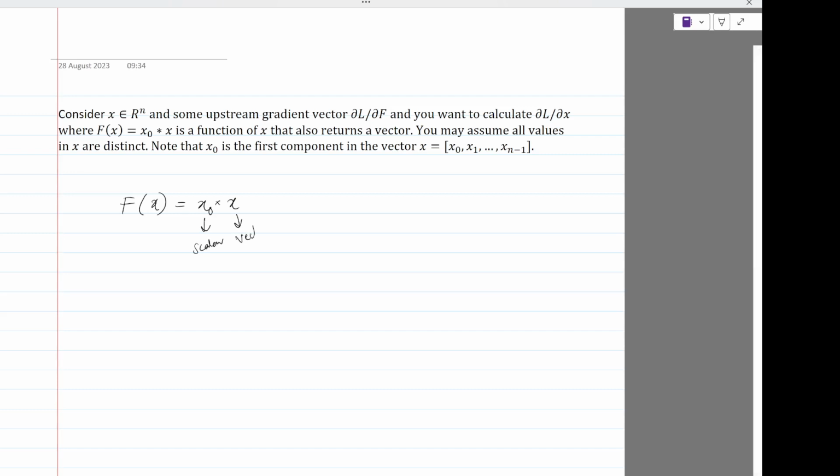This is a vector, and this multiplied with this is, you can say, the vector x naught into x naught, x1, x2 till x n minus 1. This is x naught into x naught, x naught into x1, and so on till x naught into x n minus 1. This is the vector.